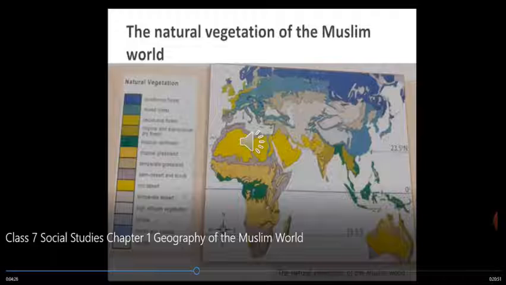Here we are going to discuss the map of natural vegetation of the Muslim world. On the left side, you can see the classifications of natural vegetation, which things come under the heading of natural vegetation: forest, rainforest, grasslands, scrublands, deserts, ice caps, marsh, swamps. These are all the things that come under the category of natural vegetation. On the left side again you can see the detail with the help of color, and on the right side you can see the Muslim world and how clearly they are identified with the help of colors. We are going to discuss this further in detail.